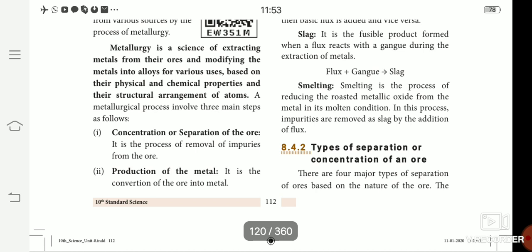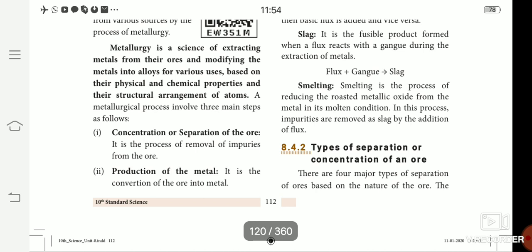There are four types of physical methods. First one is the hydraulic method, the gravity separation method. Then the magnetic separation method. Then fourth, the flotation method. Then the chemical method, the leaching process. These are the four kinds of methods for concentration or separation of ores.